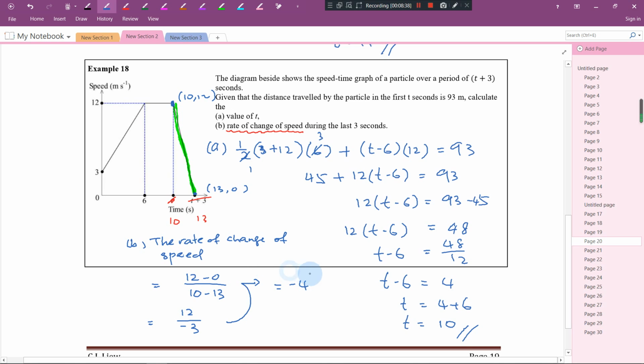Negative 4, and follow the units. So this is meter per second, this is second, then you will get meter per second square. Okay, so this is the answer for this question. So this means that every single second, the speed of the particle decreases by 4 meters per second.